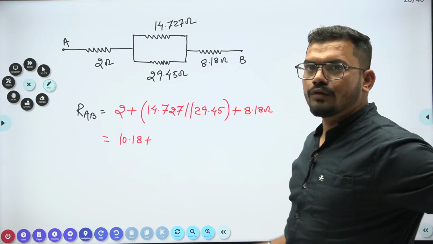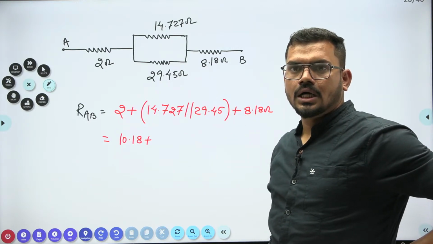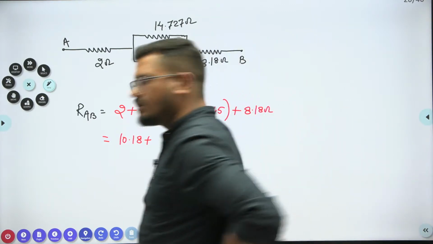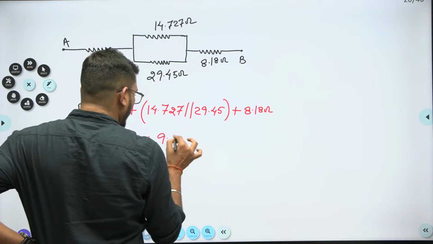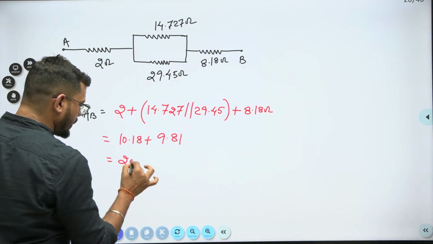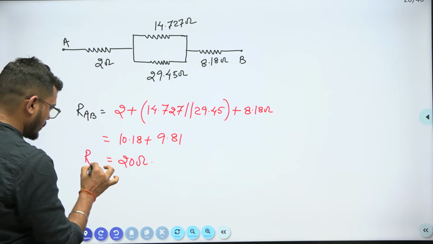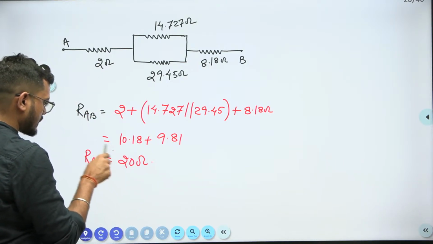So just tell me the value of this, guys. I think this will be, yeah, 9.81. Very good. So this is 9.81. So it is approximately equal to 20 ohm, guys. Okay. So this is the correct answer, guys.